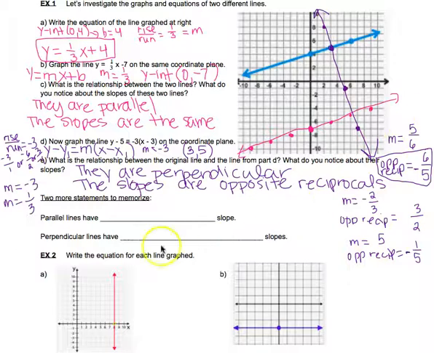So the two new statements that you have to memorize are that parallel lines have the same slope and perpendicular lines have opposite reciprocal slopes.